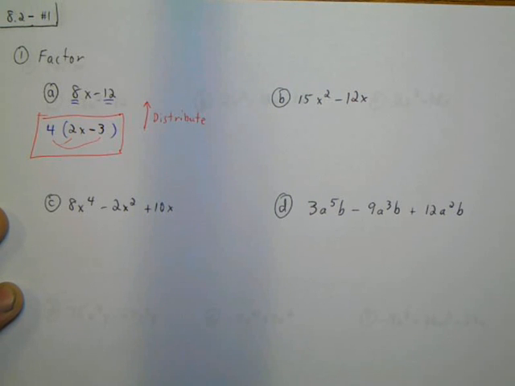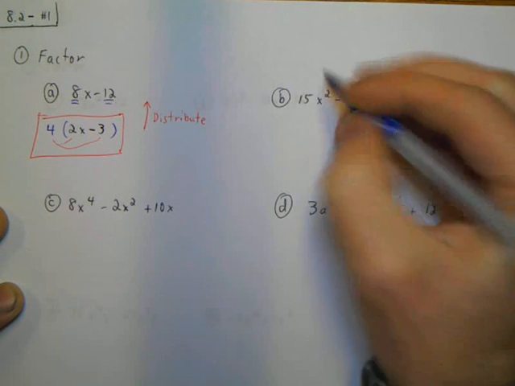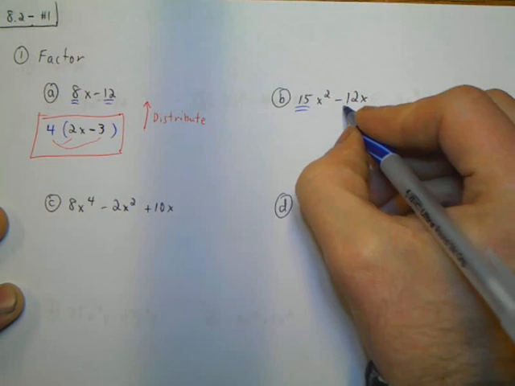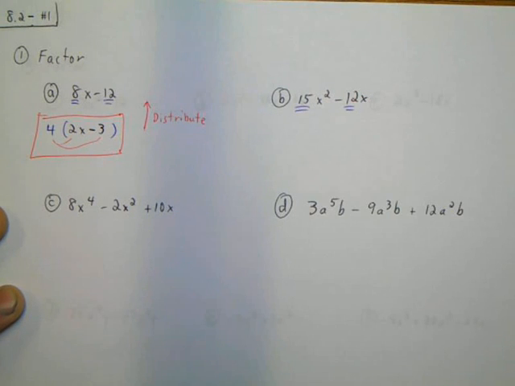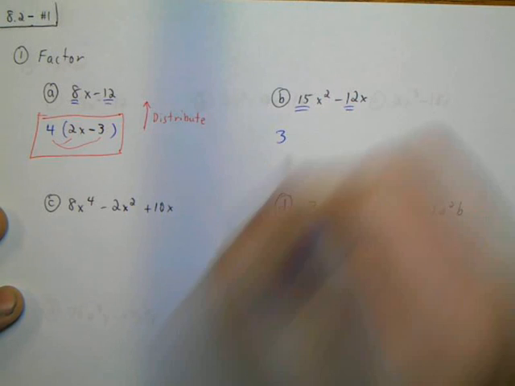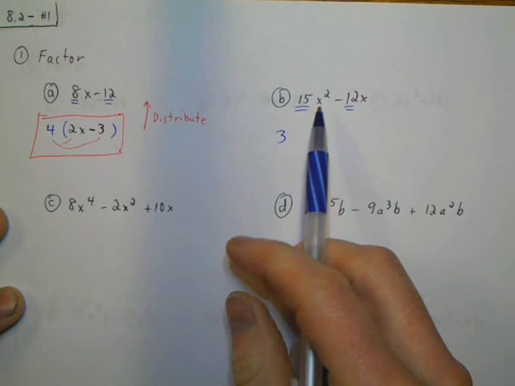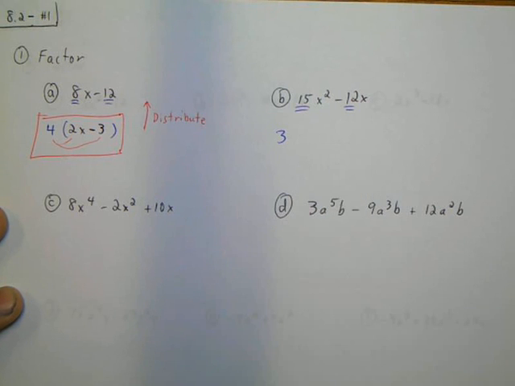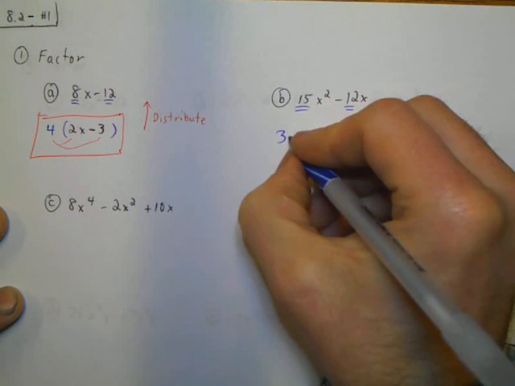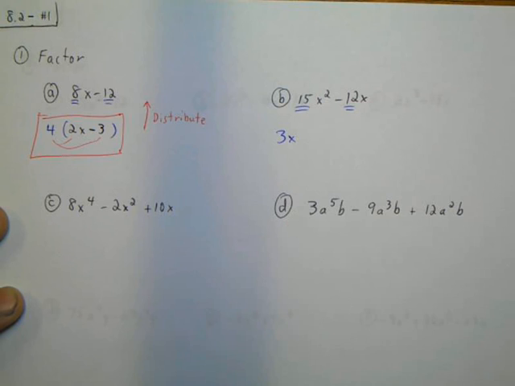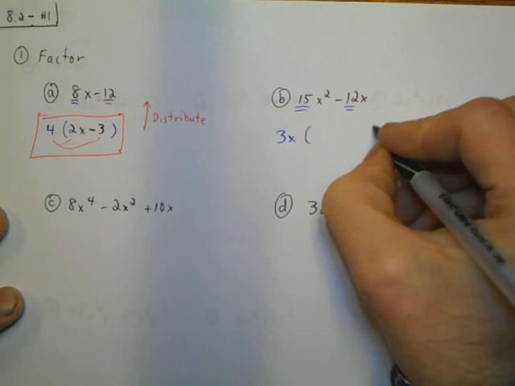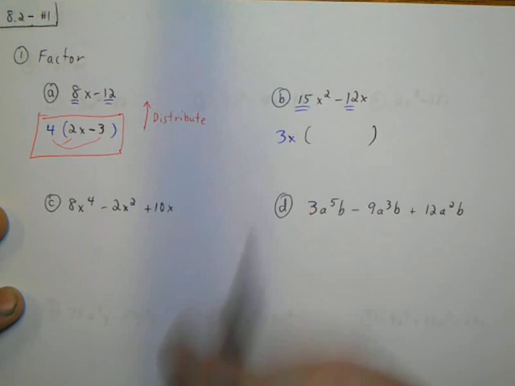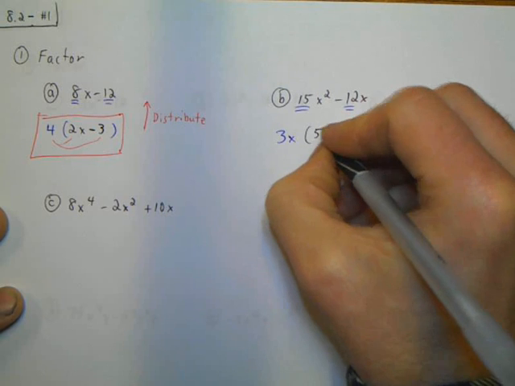In problem B, I look at a 15 and a 12. What number divides evenly into 15 and 12? That would be a 3. But I also notice in this one that I have some x terms. I have an x squared and an x. So I want to pull out as many x's as I can. So I'm going to pull out an x. And then in parentheses, 3 times what is 15? 5. And x times what is x squared?